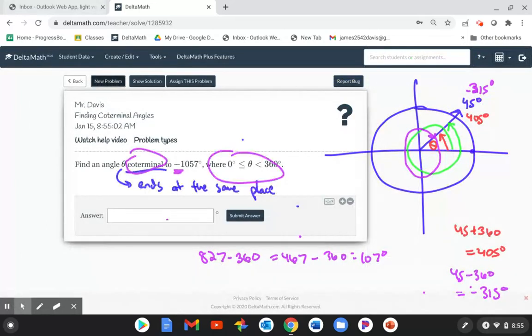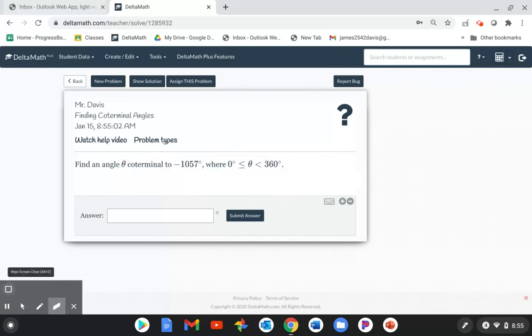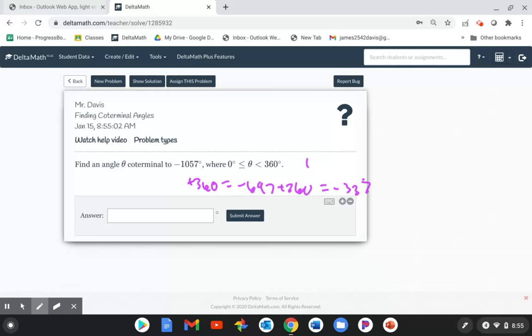So these are pretty basic here. Let's go ahead and do one more. This one is a negative angle, negative 1057. So all we're going to do is add 360 to it. Just use your calculator, negative 1057 plus 360. It's negative 697. Well, that's not good yet, so we just add 360 again. We get negative 337. It's not good, so we add it again. And we get 23 degrees. So that is the coterminal angle that is between 0 and 360.